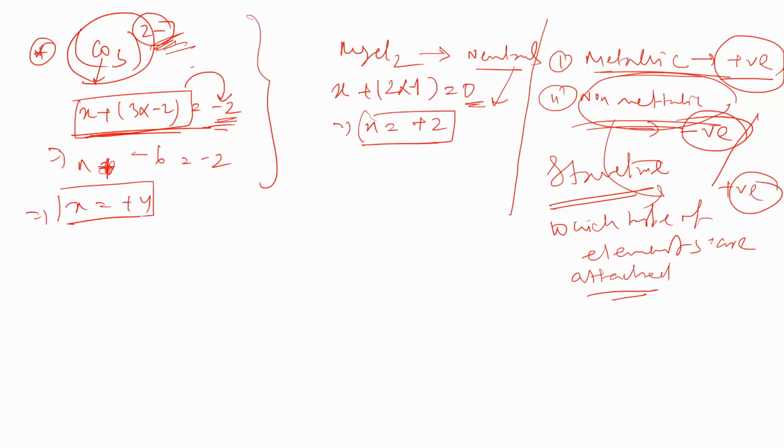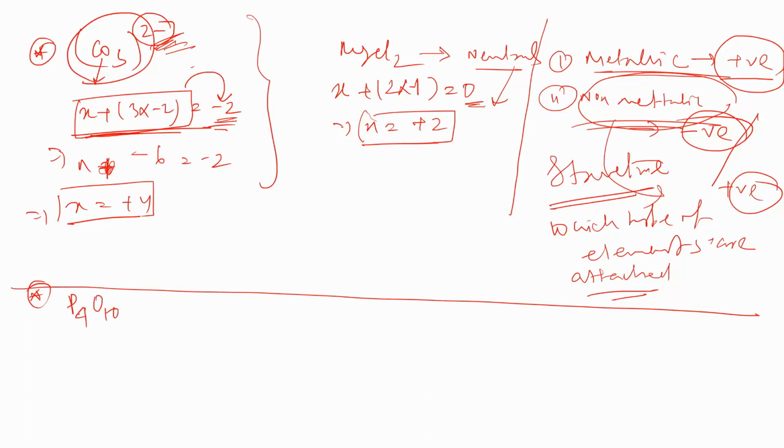Somewhere it will give the minus charge, somewhere it will give the positive charge. That depends on the structure, and then depends on which type of element is attached. So based on this type of example and concept, I will show you some examples where we can easily say what the oxidation number and the charges will be.